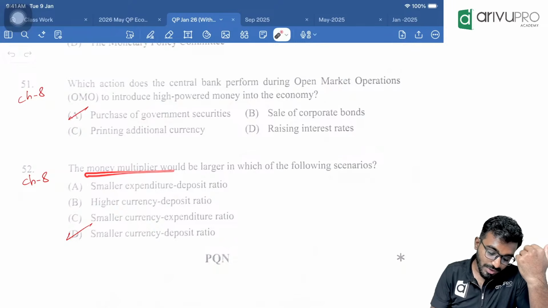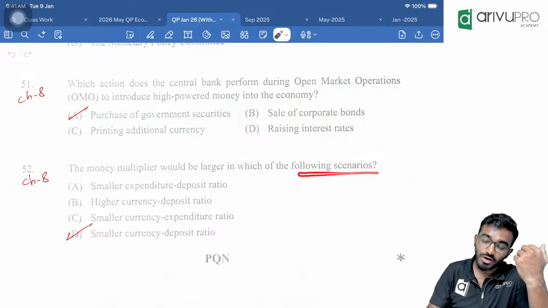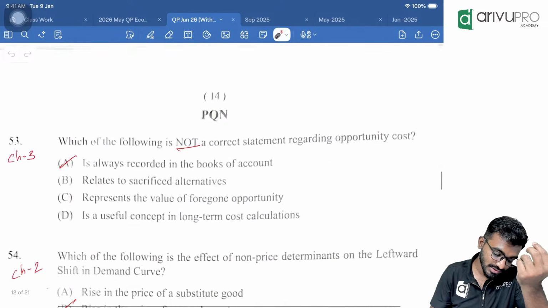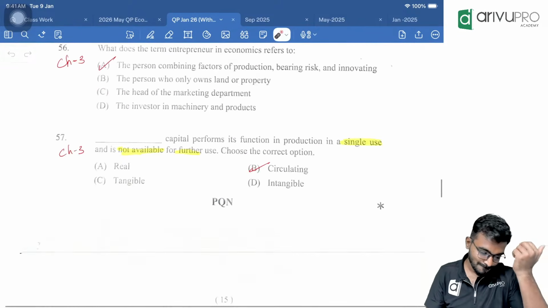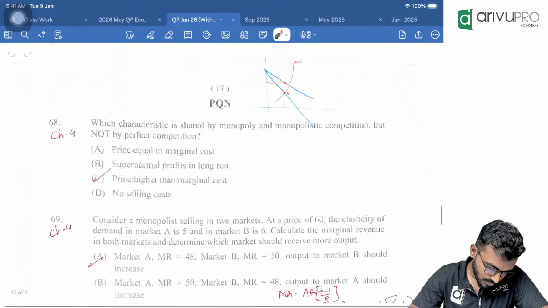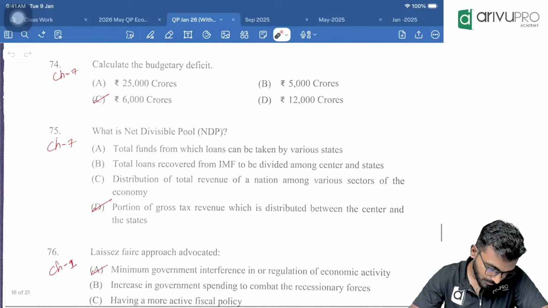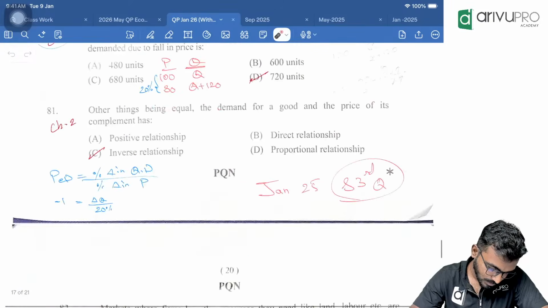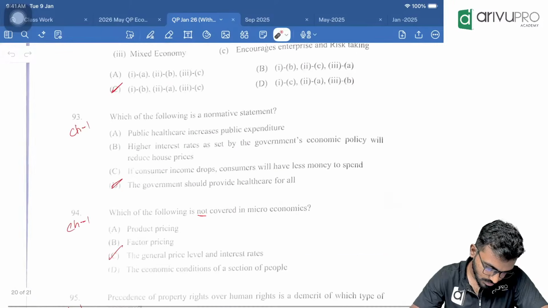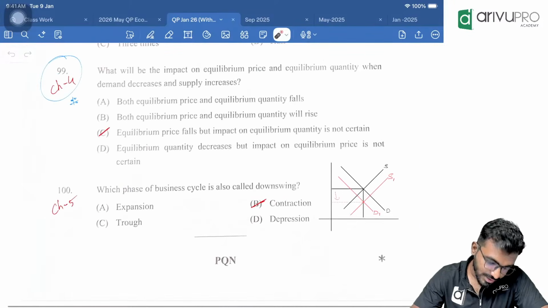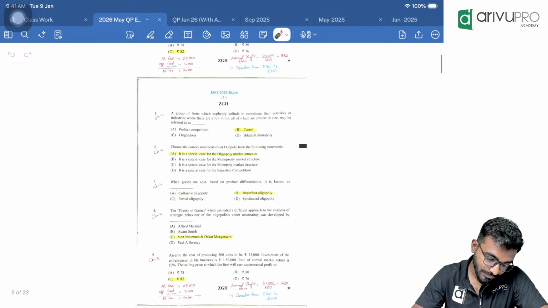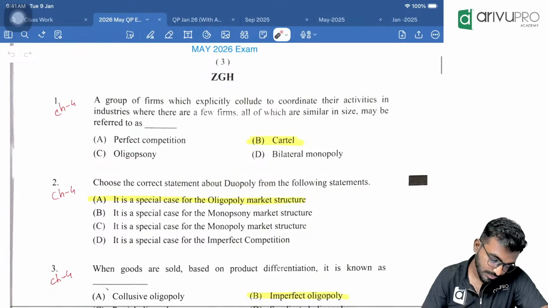See, the money multiplier would be larger in which of the following? When the currency ratios are low, sir, I already spoke about this. That's it, chapter 8, last paper, May 2026, the recent attempt paper.